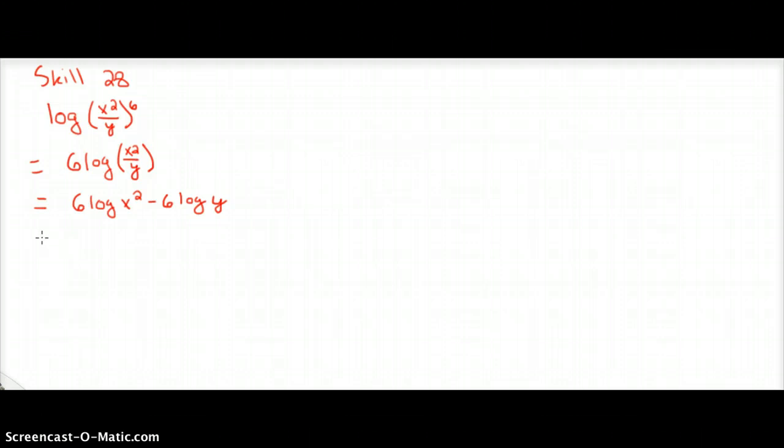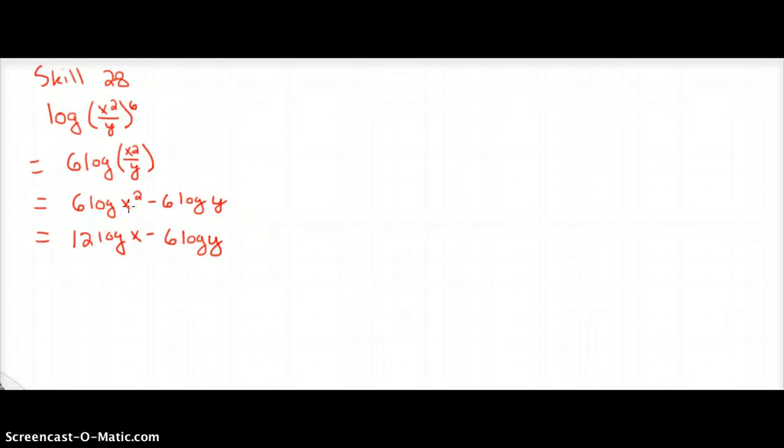I now have one final step. I need to deal with the exponent on this argument, x squared, and so I'm going to reuse the property I used first. I'm going to essentially move this 2 into the front, which means I'm going to have 2 times 6, or 12, log of x minus 6 log of y. Now when we think about this problem, one common mistake I see is that students forget to multiply the 2 and the 6 when they move it to the front.